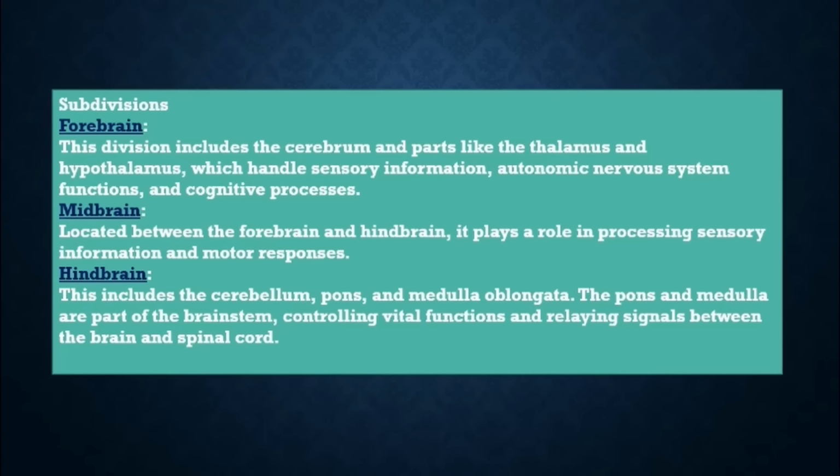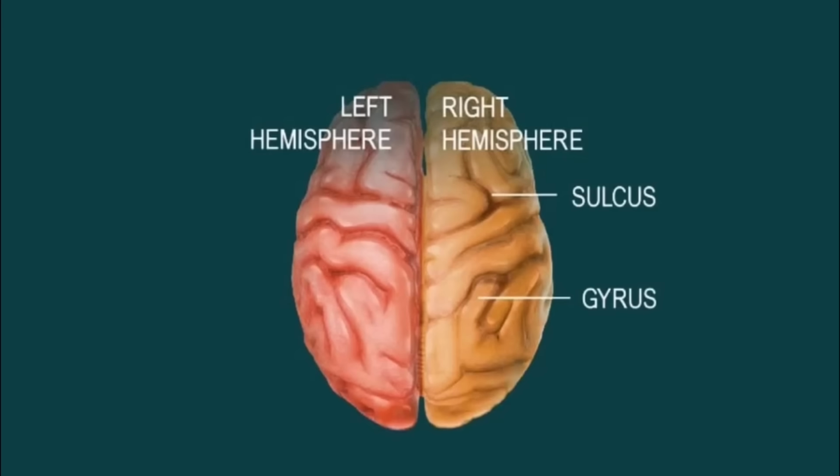The last part of the subdivision is the hindbrain, which includes the cerebellum, pons and medulla oblongata. The pons and medulla are part of the brain stem, which we discussed in the earlier slide, controlling vital functions and relaying signals between the brain and the spinal cord. Biologists have also proved that whenever the brain is damaged, there is only an unconscious state. But whenever the spinal cord is highly injured, it leads to death.